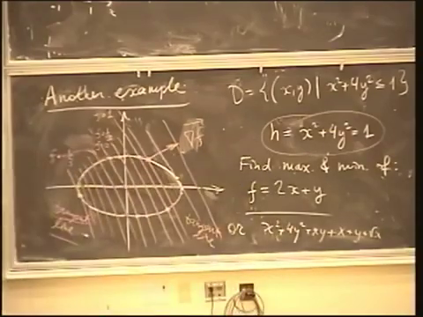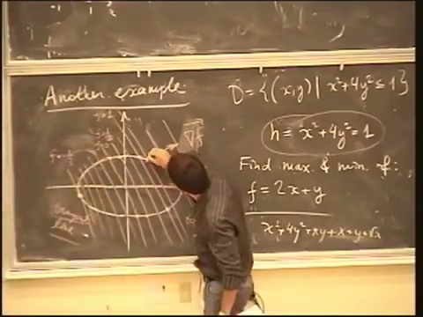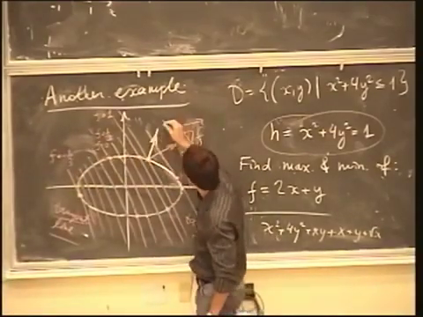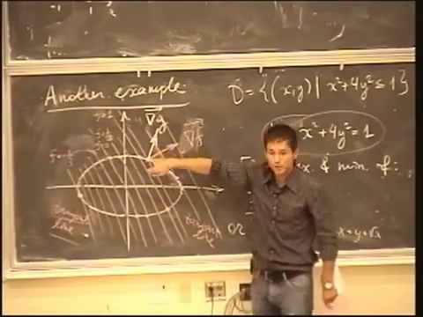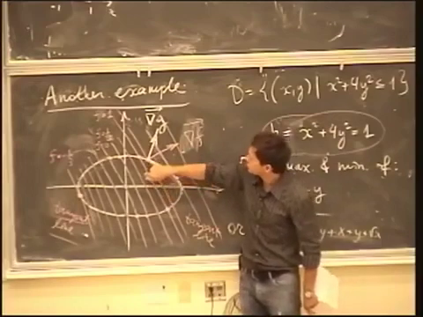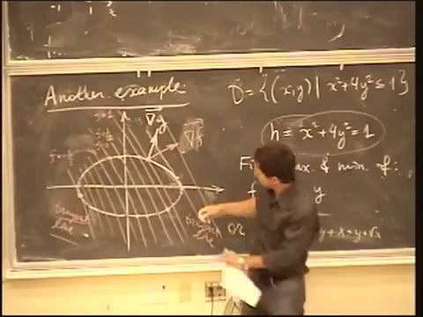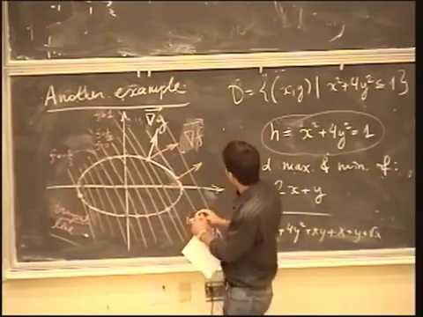And nabla h is a vector which is normal to the curve. So in this case, the curve goes like this, so the normal vector will go like this, right? So that's nabla g. Clearly, at this point, they are not proportional to each other. And they shouldn't be, because these are not the points where the two level curves are tangent to each other. They intersect with a certain angle. They are not tangent.